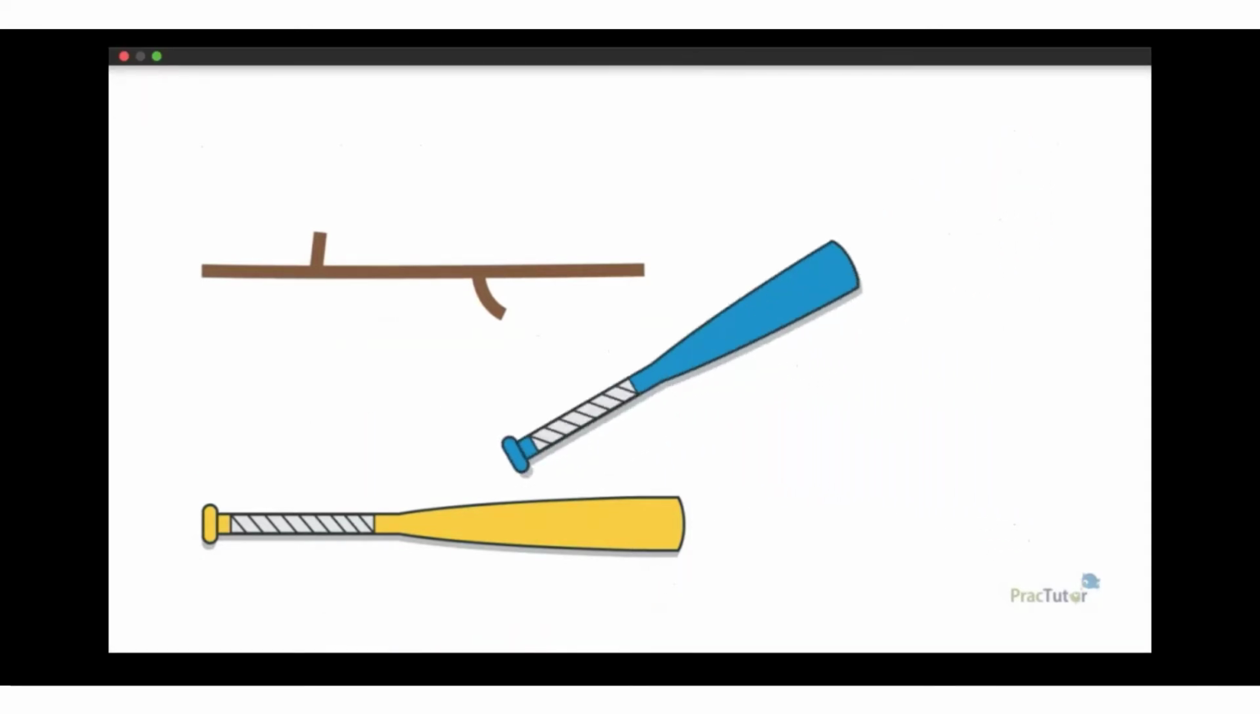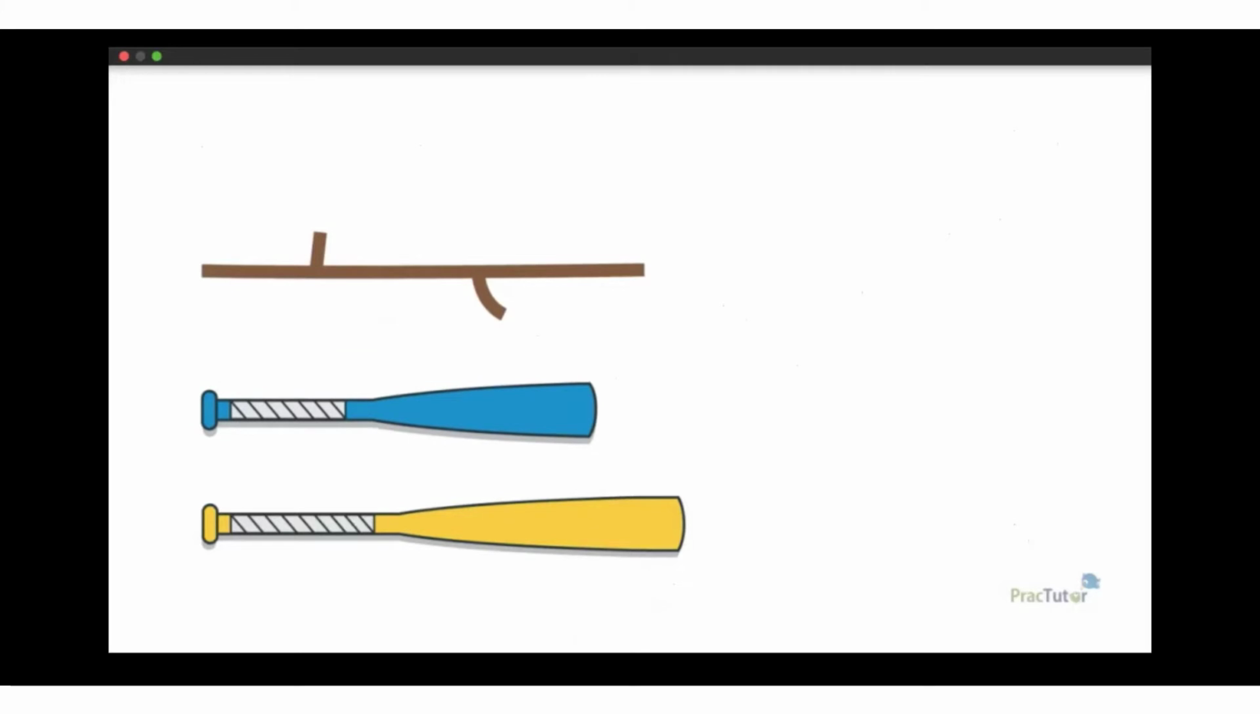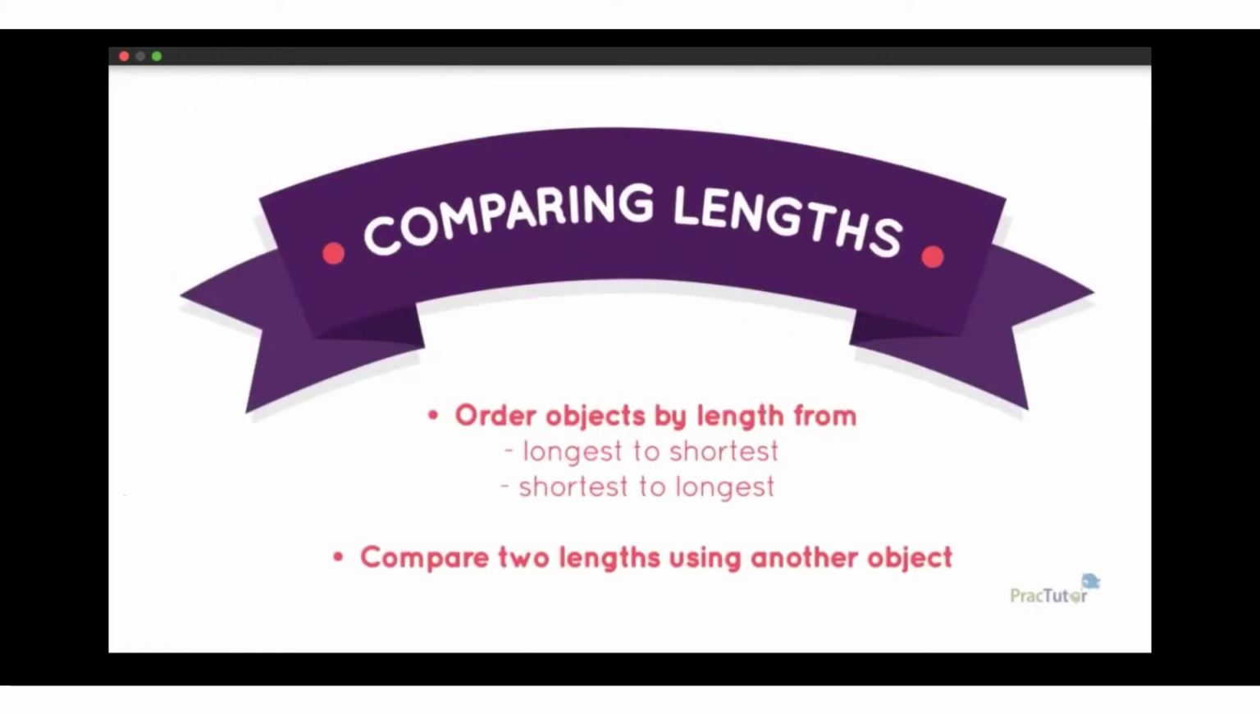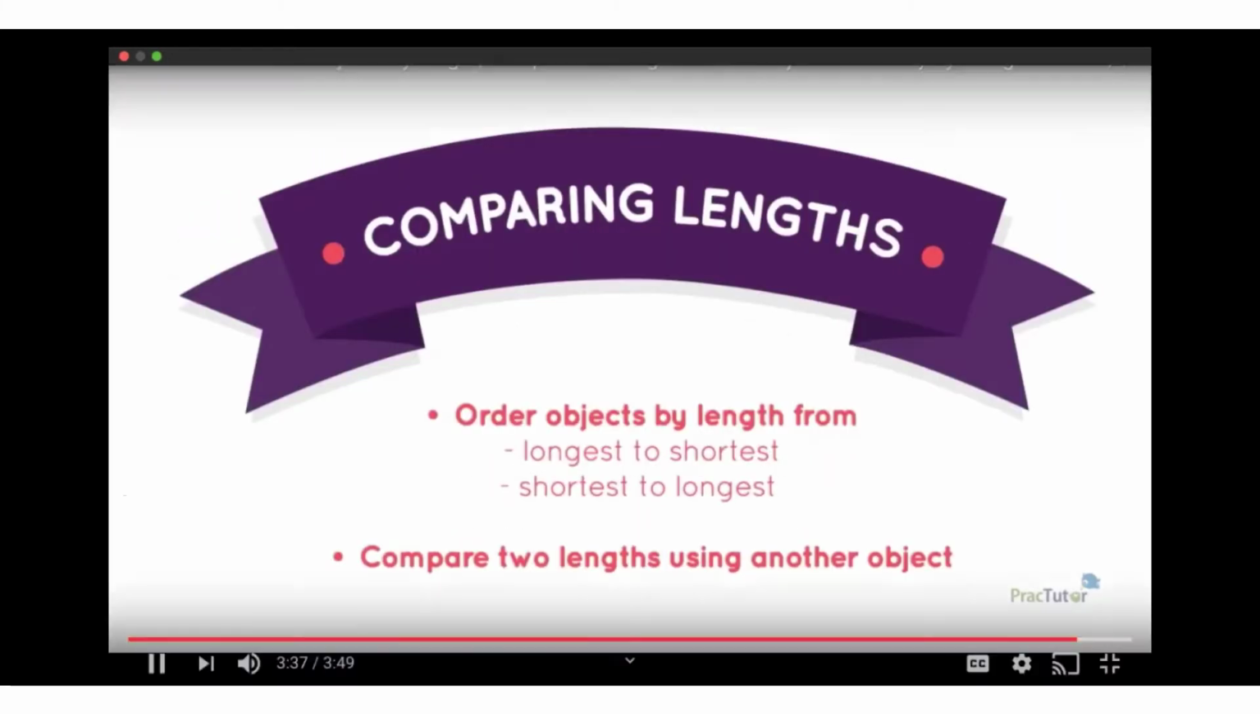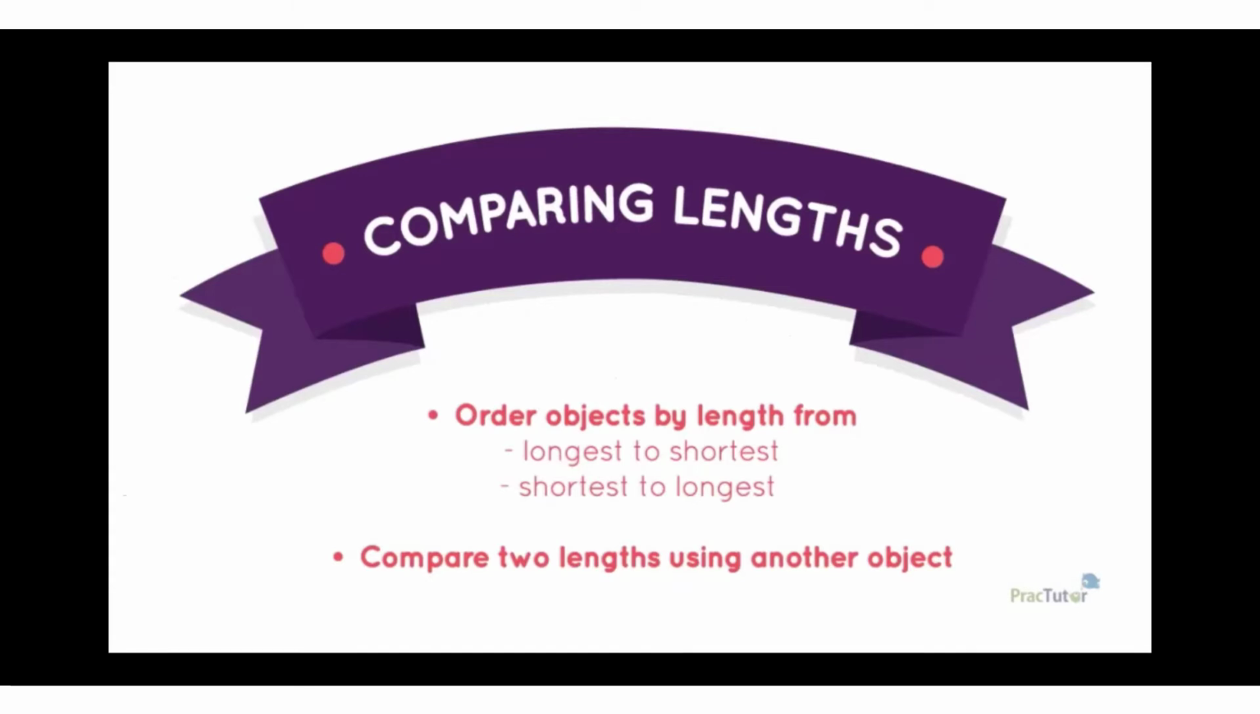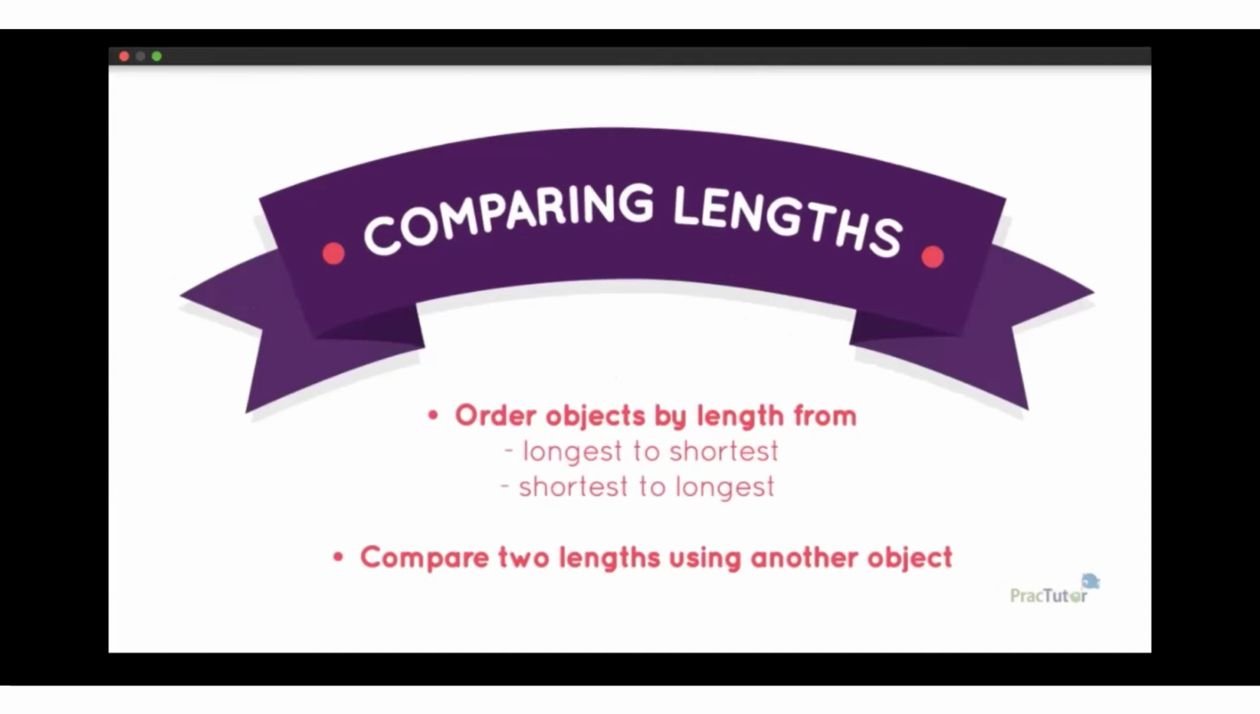When things aren't right next to each other, it can make them look longer or shorter than they really are. So, when comparing length, you can put objects in order, from longest to shortest, or shortest to longest. You can also use one object to compare the lengths of two other objects.